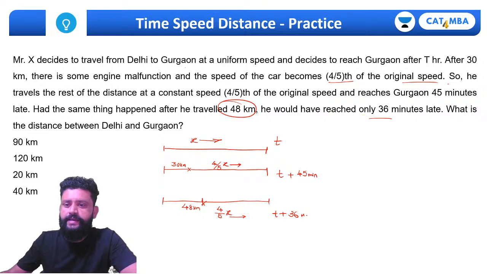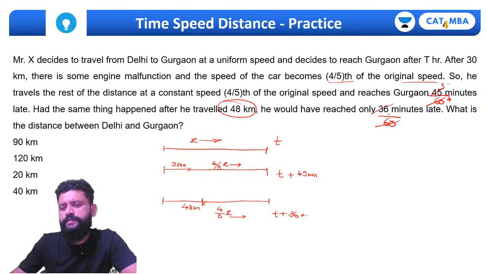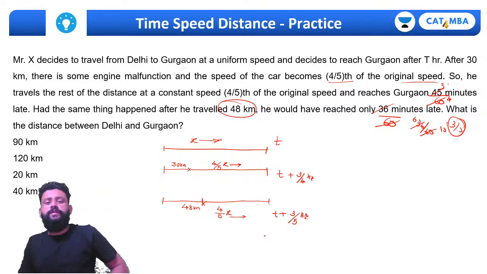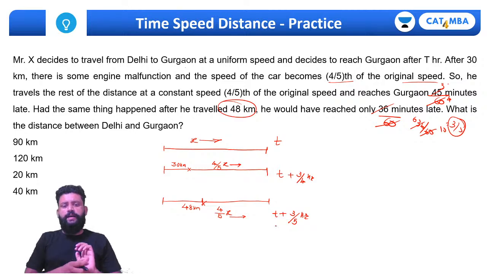So first thing, I'll convert this in hours. 36 divided by 60, 45 divided by 60. This will be 3/4, and this will be 36 divided by 60, which is 3/5. Okay, so I'll write here 3/4 hour late, and here I'll write t by 5. Right?